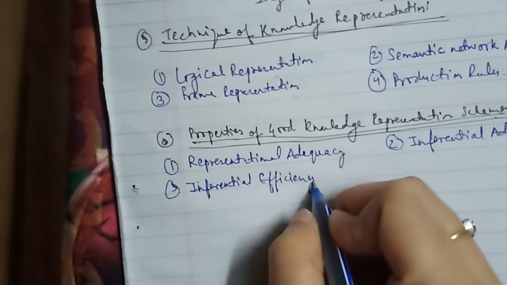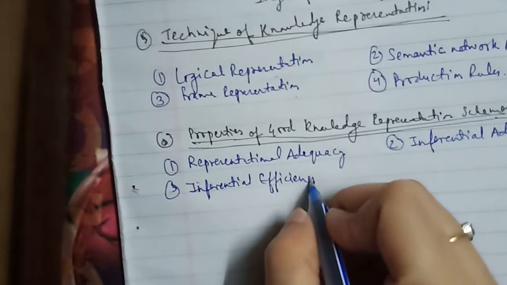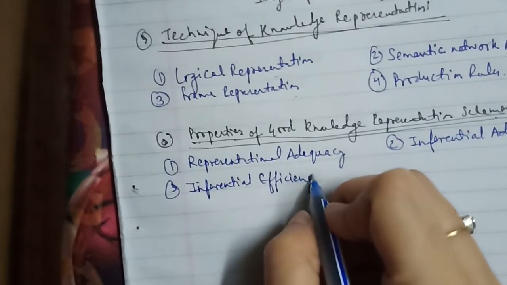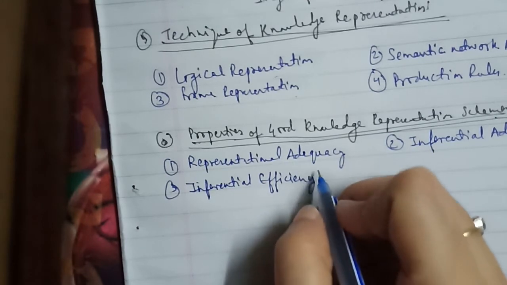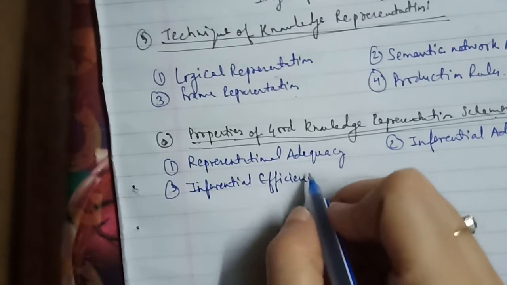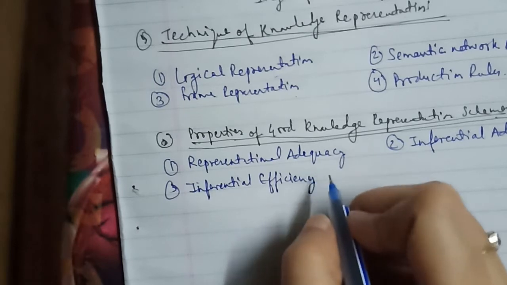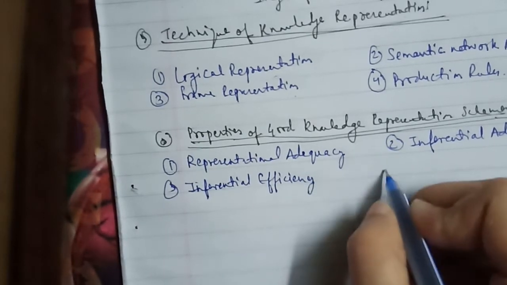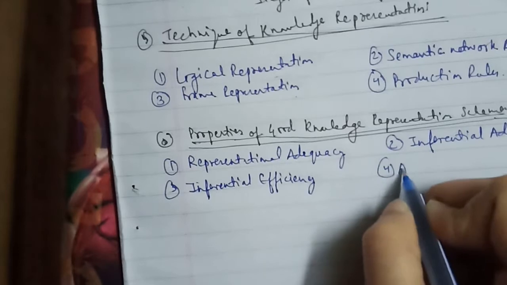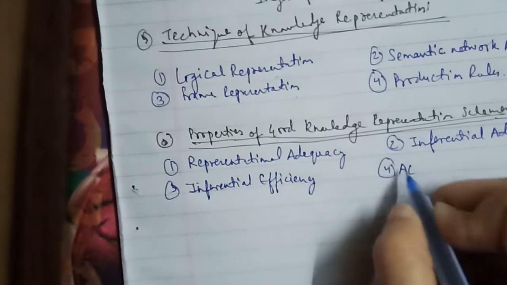In inferential efficiency, the ability to incorporate into the knowledge structure the additional information that can be used to focus the attention of the inference mechanism in the most promising direction as well. The fourth we have is acquisitional efficiency.